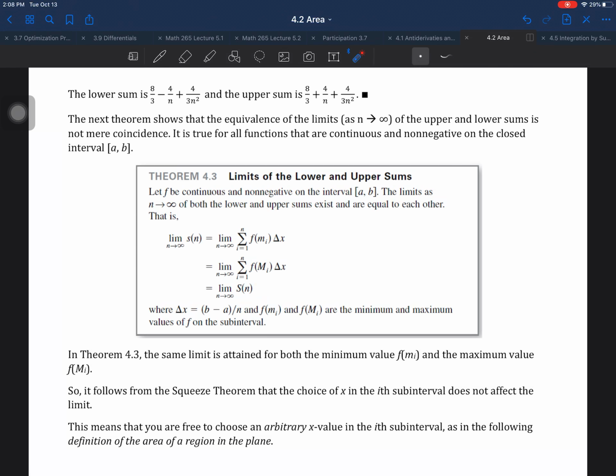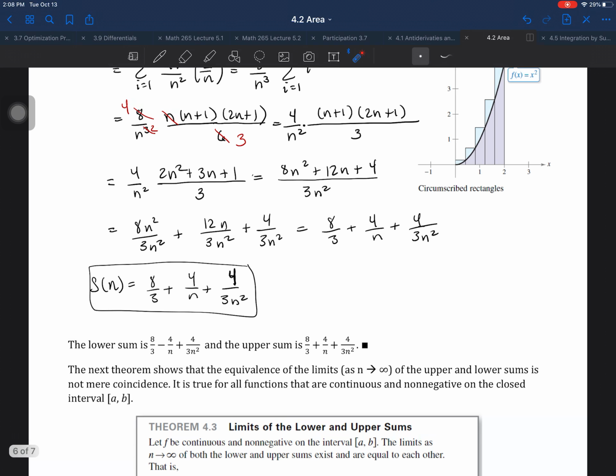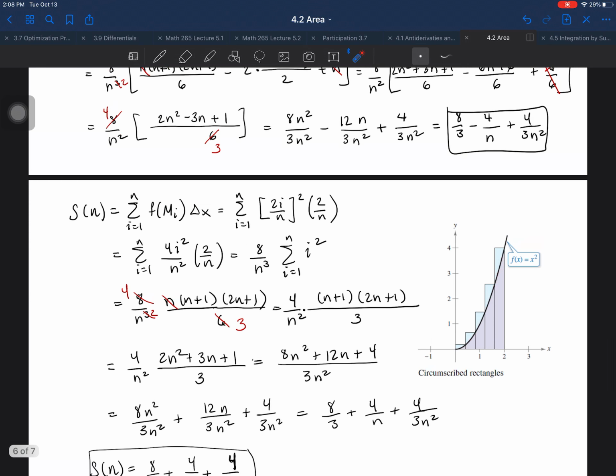So what we're saying here is, if I apply the limit as n goes to infinity here, this is going to give me the area under the curve. If you apply the limit as n goes to infinity, this becomes 0, this becomes 0, so you're left with 8/3. So the area under the curve will be 8/3.